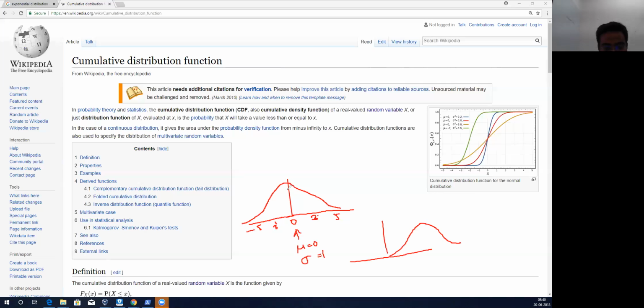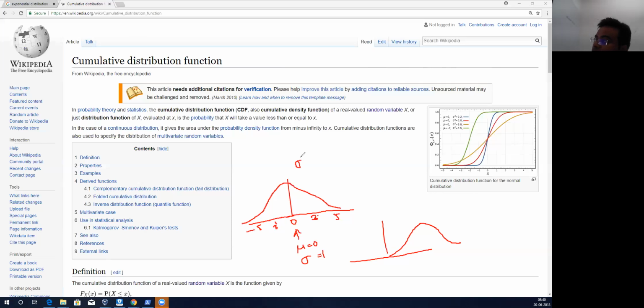What are mu and sigma? What do they represent? Mu means mean. Mean is the sum of the data divided by the number of occurrences. Mean is 0 because half the data is negative and half the data is positive, so the mean will be 0. And standard deviation, you remember what it is? Standard deviation is the square root of variance.